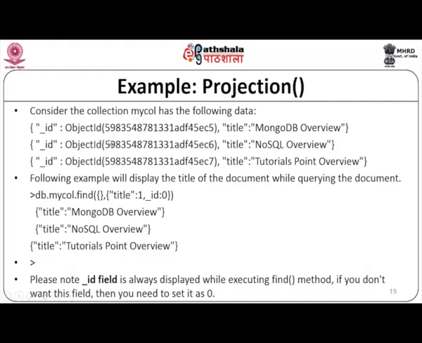the object IDs. Now one important point to be noted here is the ID field is always displayed when you execute the find command, but if you do not want this field, you will have to set it to 0 as a second argument in the find command, only then the IDs will not be displayed.